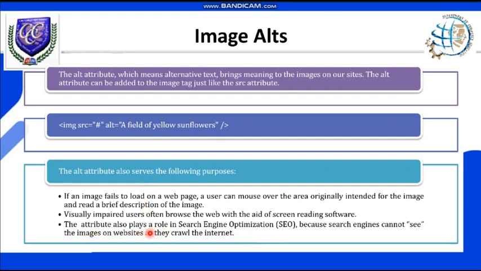Third, the attribute also plays a role in search engine optimization or SEO because search engines cannot see the image on a website as they crawl the internet. Ibig sabihin, kapag nag-upload tayo ng picture ng sunflower, hindi naman automatically binabasa yun ng web browser mo as sunflower kaagad. Na-locate lang siya sa mga search engines kapag nilagyan mo siya ng alternative text na may nilalamang sunflower katulad nito. Para pag, for example, nag-search ako about sunflower, dahil merong alternative text yung image ng sunflower na meron ako sa website, mas madali yung mahahanap ng mga search engines. So, ganun yung idea niya.